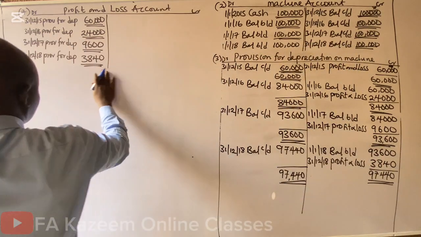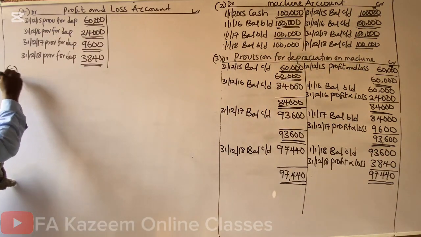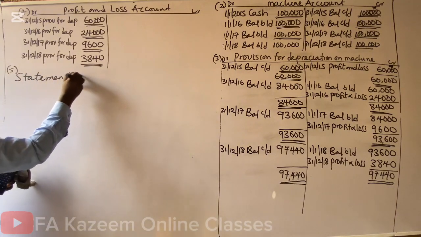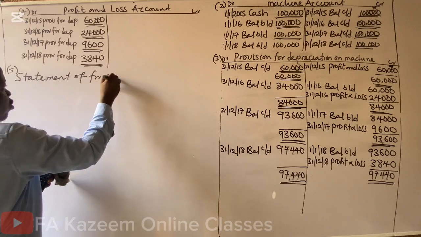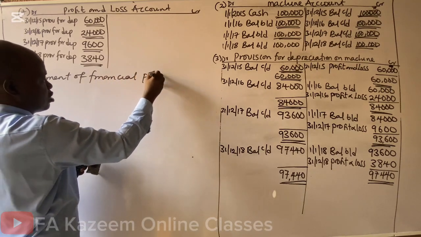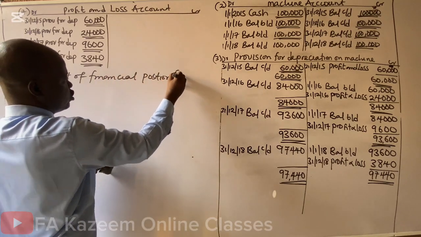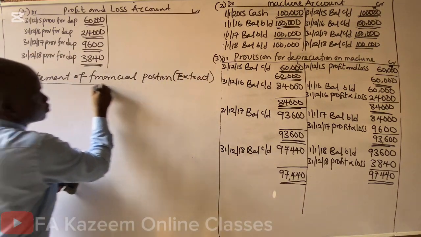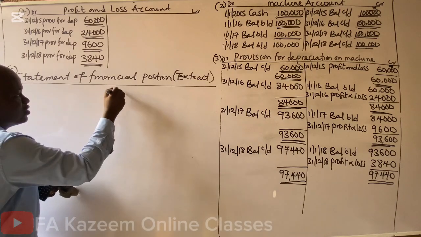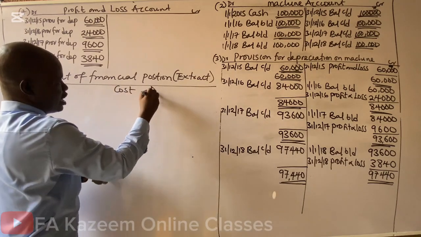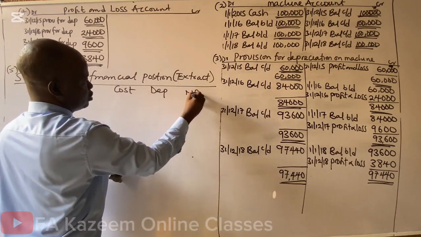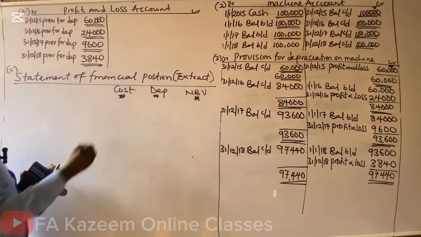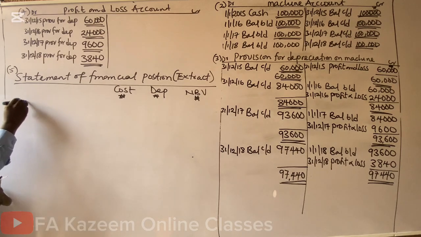Now, the last solution is the statement of financial position extract. We have cost, we have depreciation. NBV means net book value, the current value of the asset. Let's pick it from the first year, 2015.